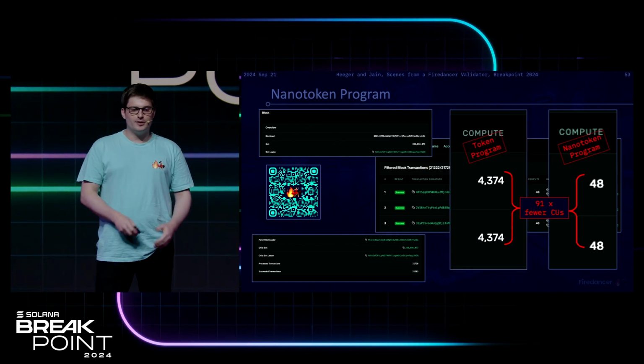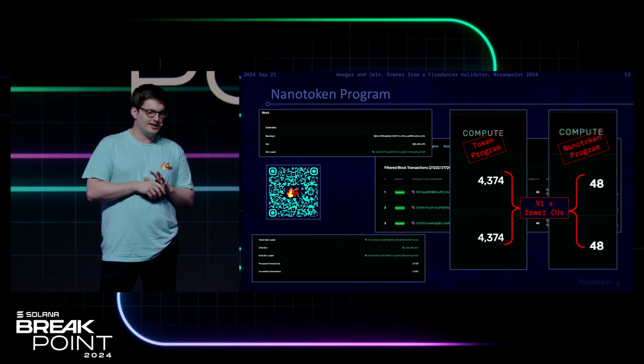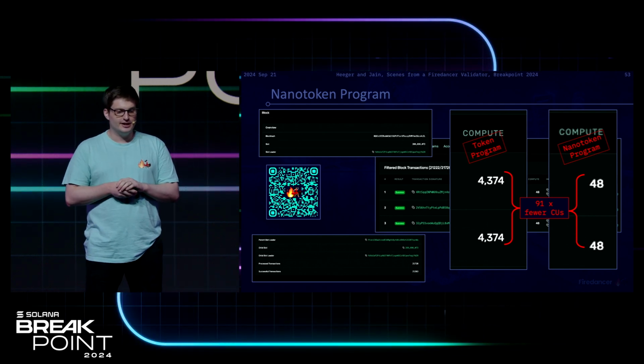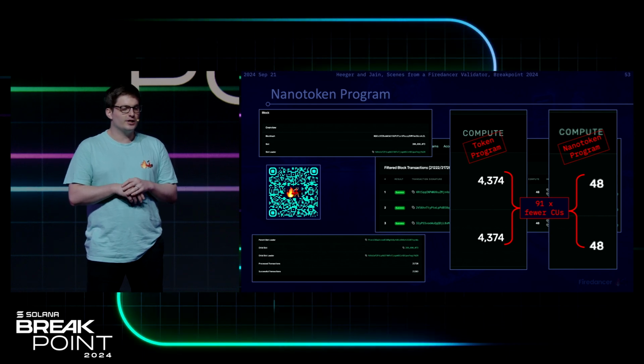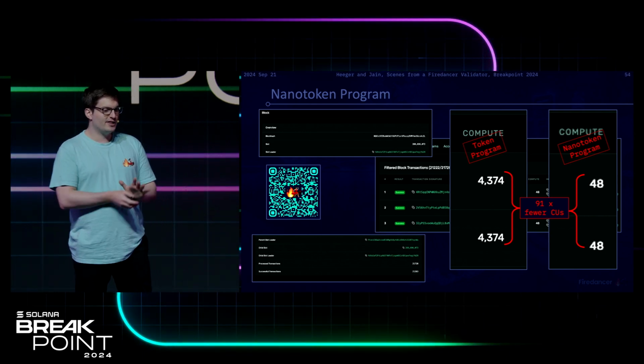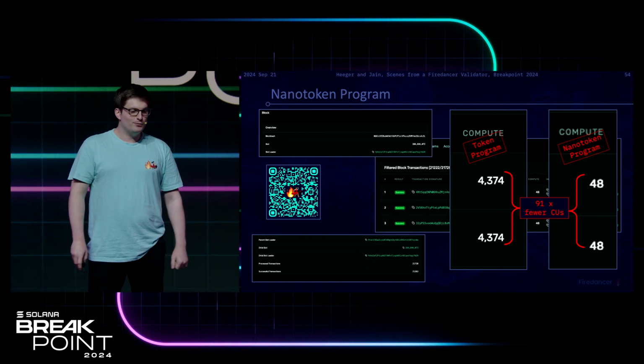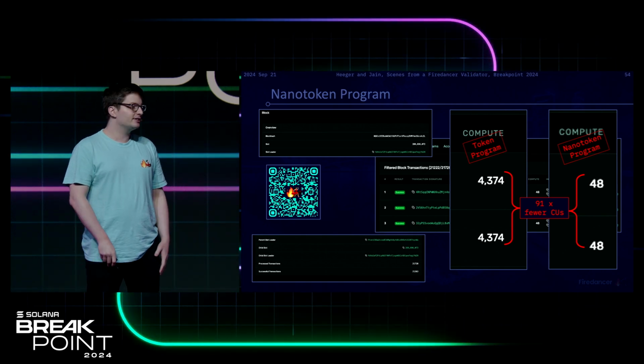Recall, token program transfers took over 4,000 compute units, whereas nanotoken consumes just 48. There's a massive reduction in the number of compute units consumed for what is effectively the exact same behavior. Now, pair that up with the fact that token program is the most invoked program on mainnet, and hopefully you can see for yourself the amount of transaction throughput that is being left on the table.